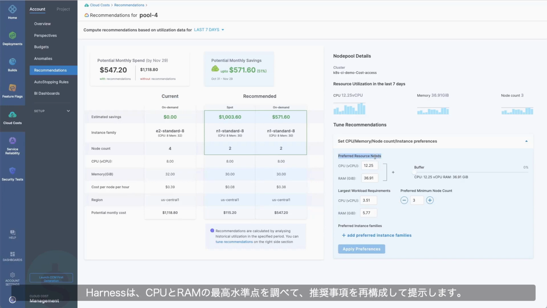Harness looks at what the high watermark was for the CPU and the RAM, and it comes up with a reconfigured recommendation. So instead of 4 nodes, each containing 8 CPUs and 32 gig, it's recommending that we could go with 2 nodes of 8 and 30, and we could still encompass the resource needs that we've seen in the last 7 days. You could expand this to be the last 30 days to get additional data if you wanted to. This could potentially update the recommendation. But we can see in this instance that if we onboard this recommendation and reconfigure this node pool group, we're going to be saving about $6,000 a year.